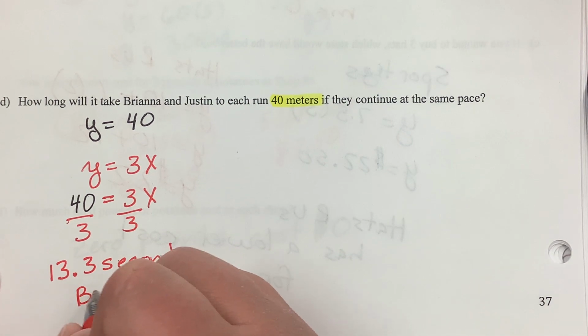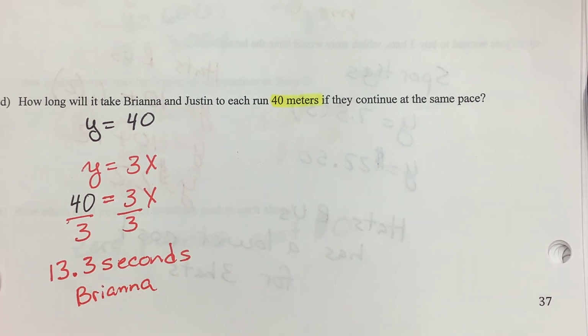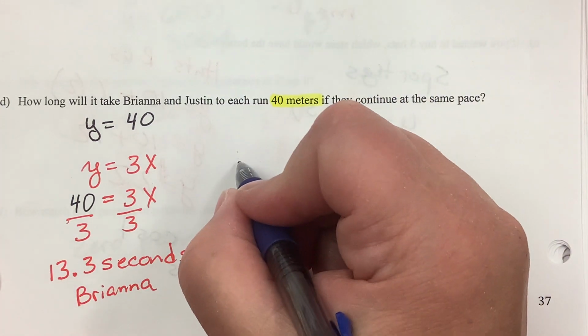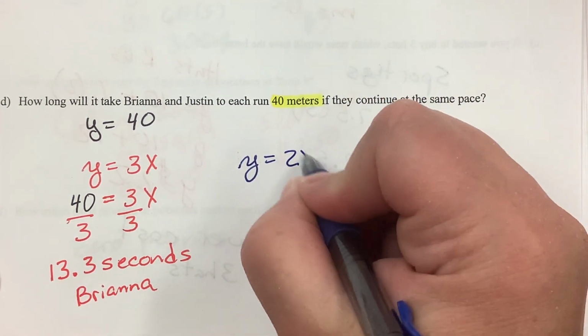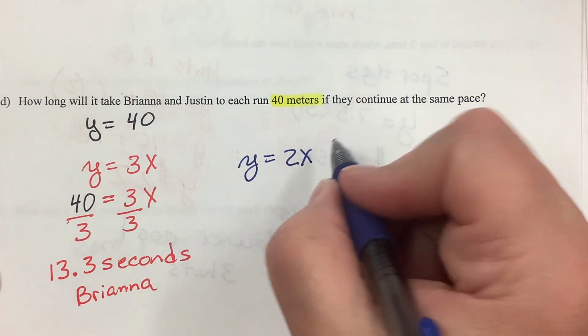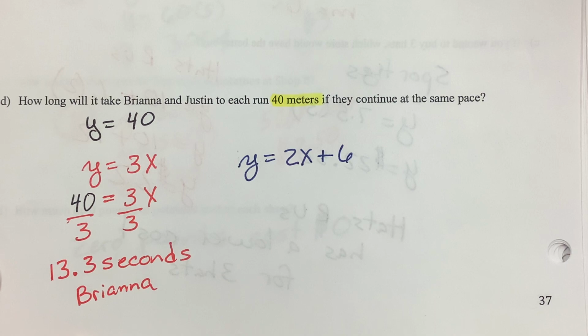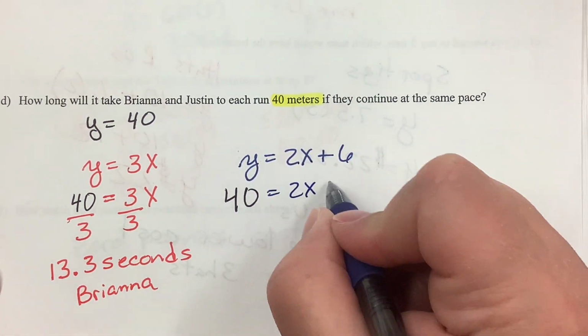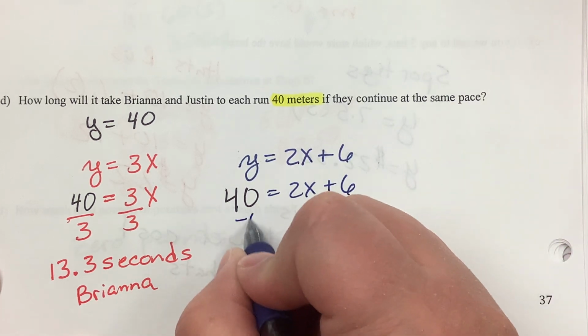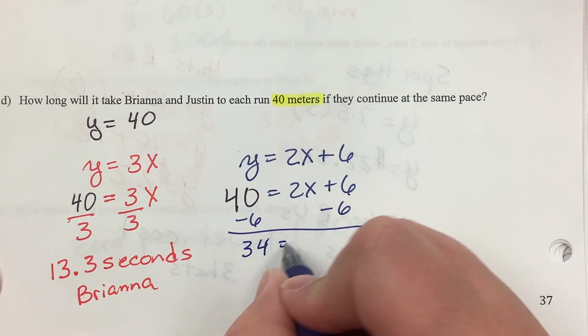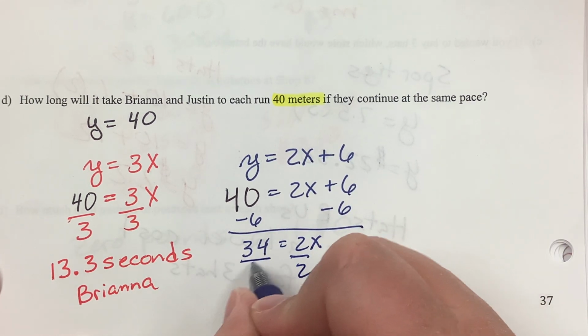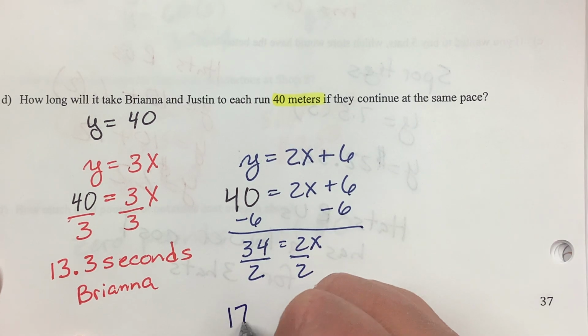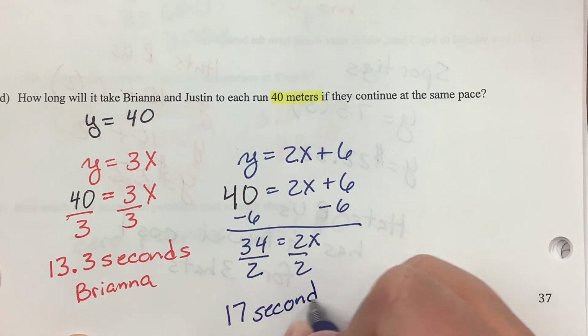That's Brianna. Let's label her. Now let's look at Justin. What's his equation going to be? Well, his slope m is 2, so he's going to start at y equals 2x. But remember, he had that head start, plus 6. There's his equation. And now I still have to put the 40 first because the 40 is y. 40 equals 2x plus 6. Minus 6, minus 6. 34 equals 2x. Divide by 2, divide by 2. 17 seconds for Justin.